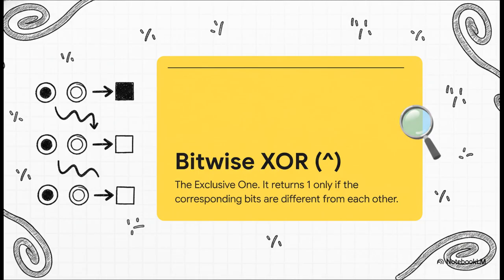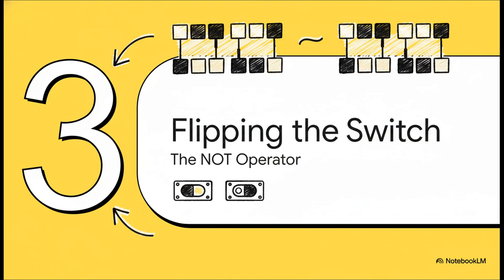It only cares about one thing, difference. It returns a 1 only if the two bits it's comparing are different from each other. Now, those first three operators, they all need to compare two numbers to work. But the bitwise NOT operator, the little tilde, is different. It's a lone wolf. It only works on a single number.